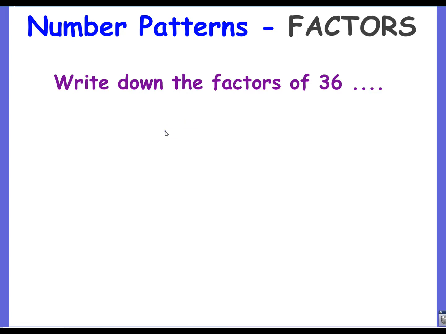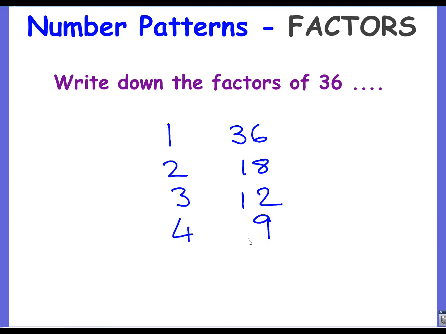So if we do it logically, we have 1 and 36. I know that 2 goes into 36 because it's even, and it goes in 18 times. 3 goes into 36 12 times, and 4 goes into 36 9 times. 5 doesn't go into 36, but I know 6 goes into 36 6 times. And now that I've got to 6 over on this side, I can stop.